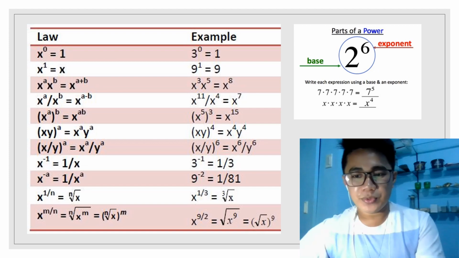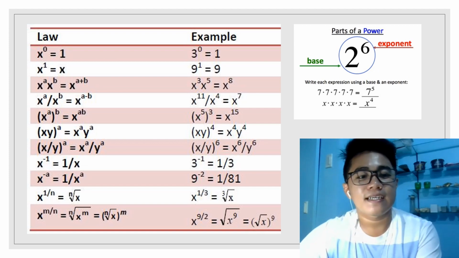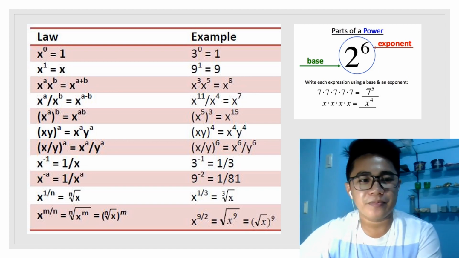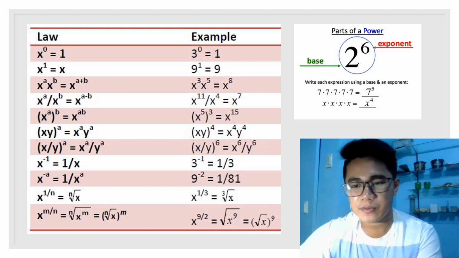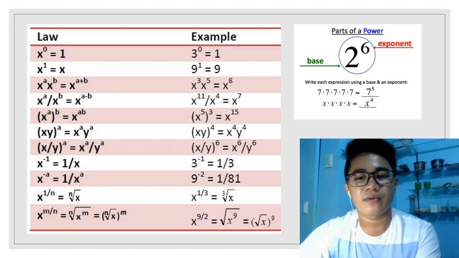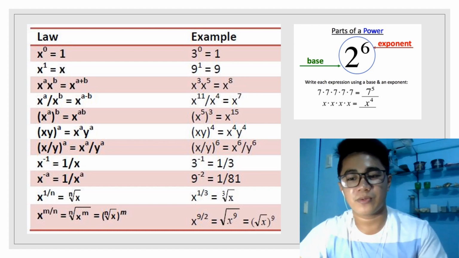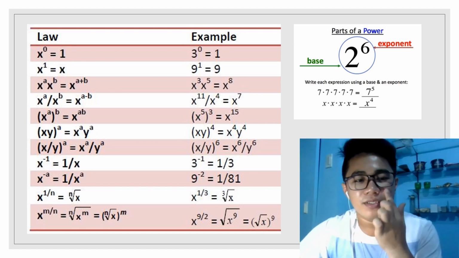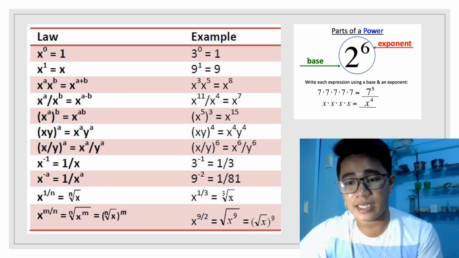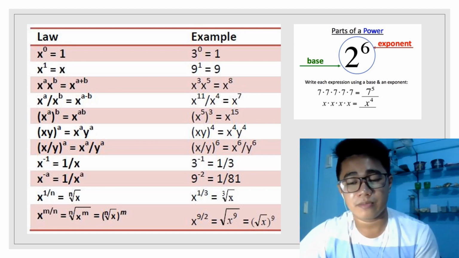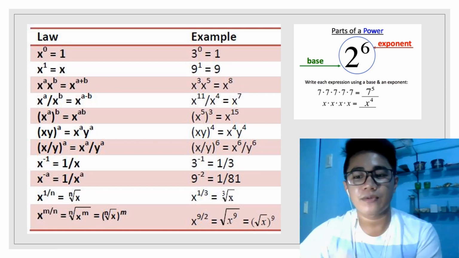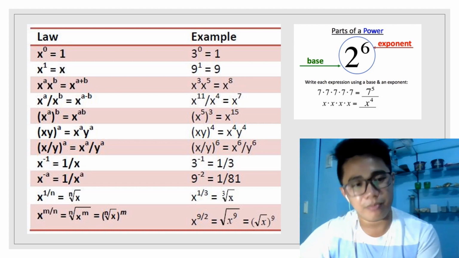At saka meron din po tayong tinatawag na power of power. Ibig sabihin po, meron na tayong power dito sa first natin, which is my base at saka my exponent. Then, naka-raise to the power of another exponent naman po siya, which is yung b. So, ano po yung gagawin natin pag ganun? Hindi po natin ipa-plus. Okay? Karamihan po kasi is pina-plus nila, ina-add nila. Yung dapat po natin gawin is i-multiply. So, a multiplied with b.